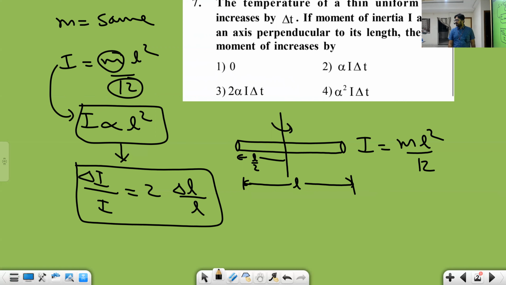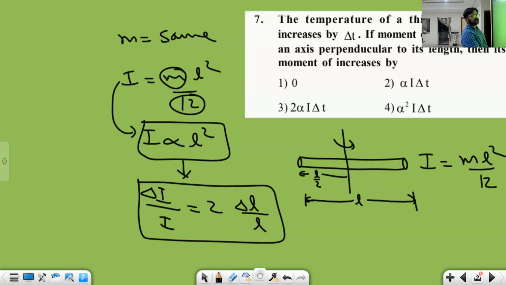Any doubt for any kid in the class? Is it clear, beta? What I wrote: I is equal to ml square. M is constant, during heating mass will not change. So I is proportional to L square. So applying logs on both sides and differentiating by the errors and approximation method, I directly wrote here delta I by I is equal to 2 delta L by L.